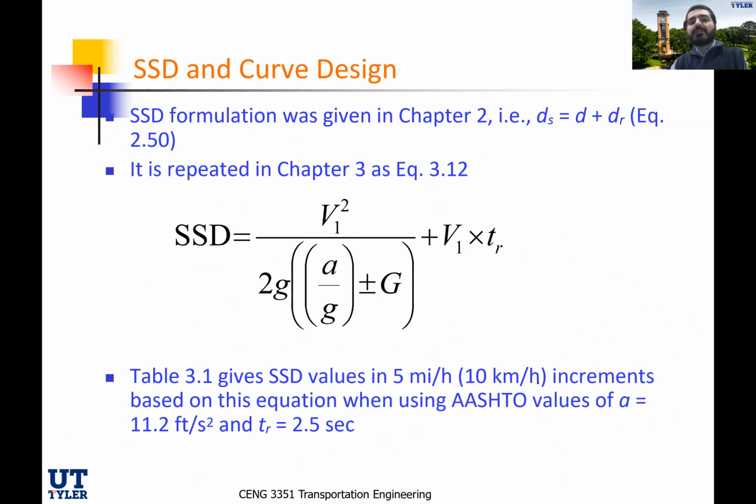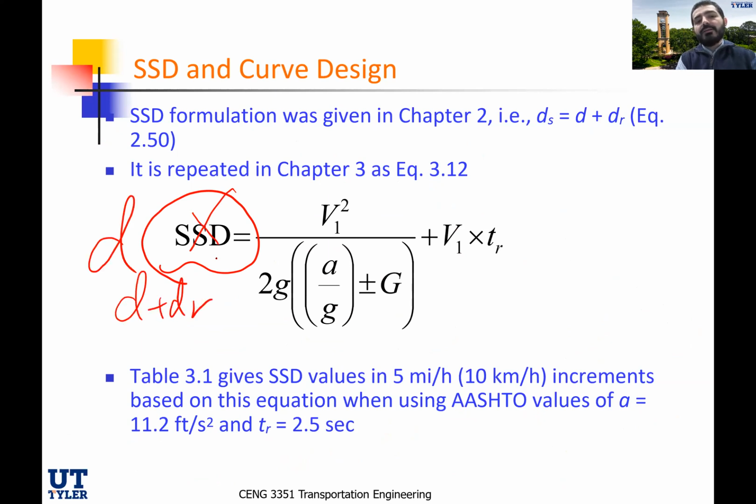So let's bring you back to chapter two. This is the equation that I hope is not new to you by now. This is the sight distance, and we didn't used to call it sight distance, we used to call it the big D. Remember, that's the D plus the dr, and this is ds, I think. So instead of ds, now in this chapter it has a new name, stopping sight distance.